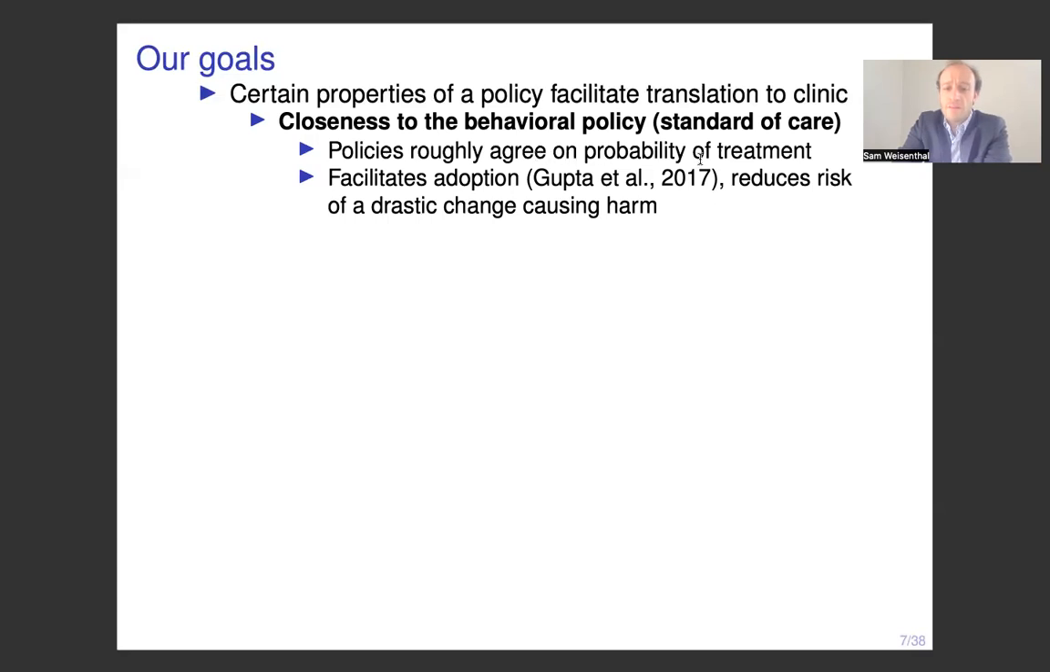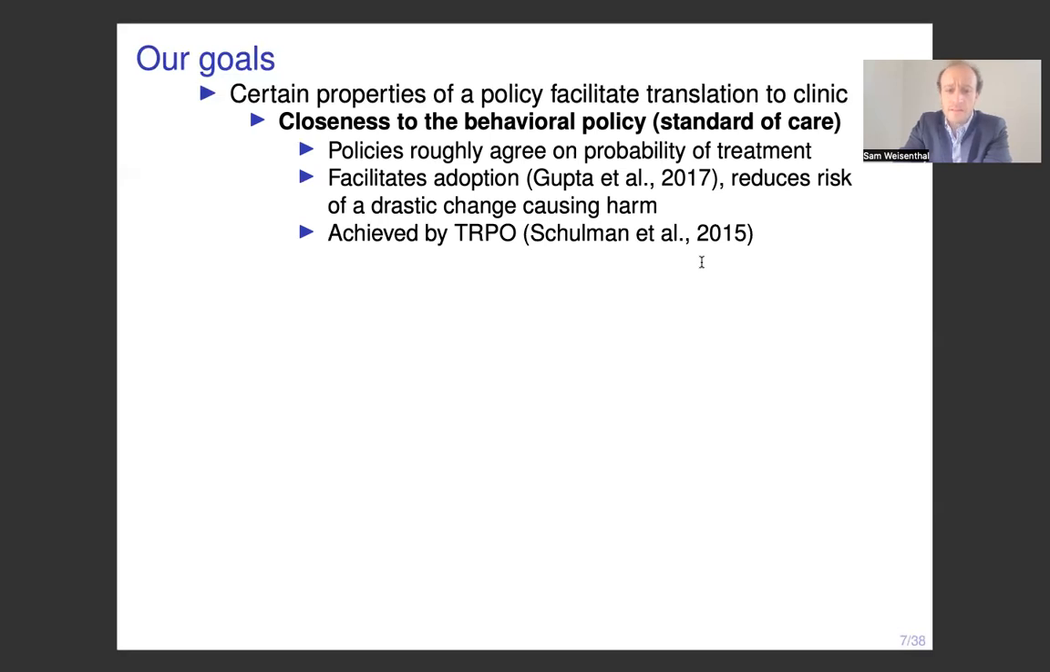Having the policies agree on probability of treatment also reduces the risk of drastic changes. This is similar to the safety idea in robotics. A drastic change to clinical practice can potentially cause harm. So if we are conservative in our movement from the existing standard of care, we reduce the risk of this occurring. Note that this closeness is achieved by the trust region policy optimization developed by Schulman et al., which was on the last slide. So we're going to want to keep this closeness.